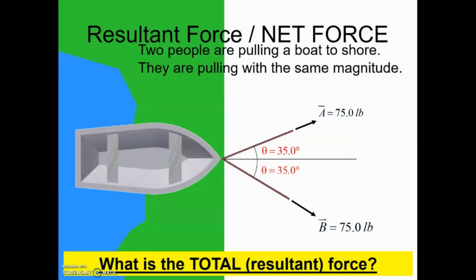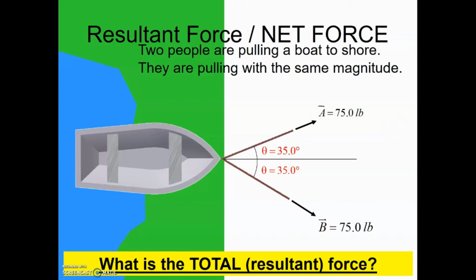So let's frame our work with a little example. Let's say that we have a boat that's hanging out here and a couple of people are trying to pull the boat onto the shore. So we have their forces being shown as these vectors. We've got vector A, we've got vector B. It looks like they're pulling with the same magnitude, but their directions and their sense are going to be different.